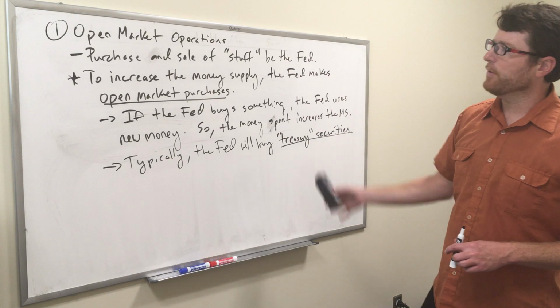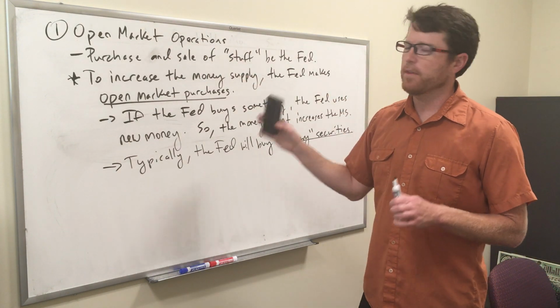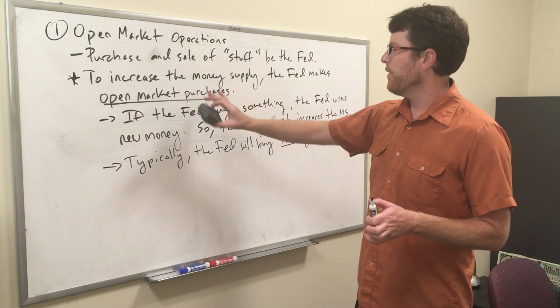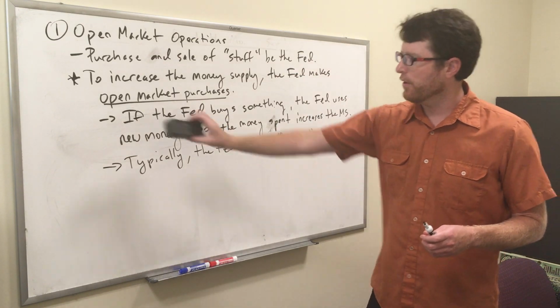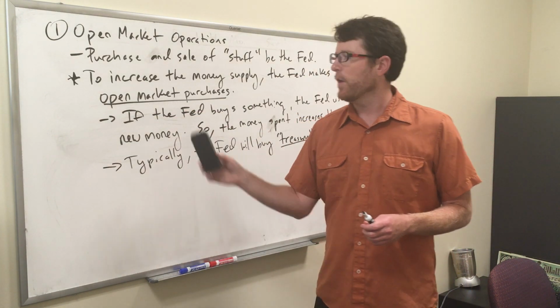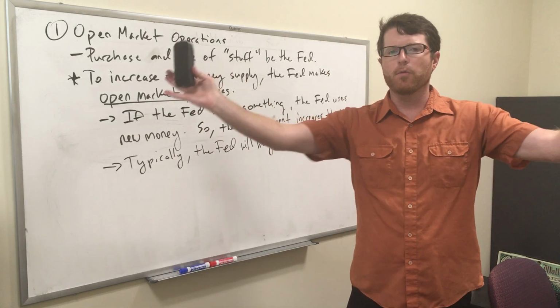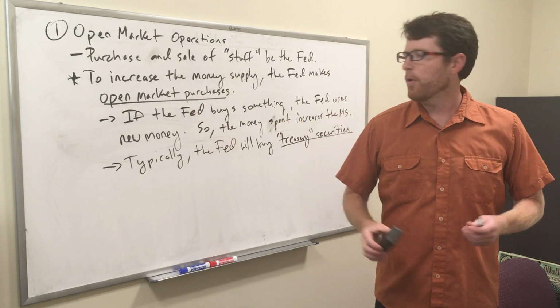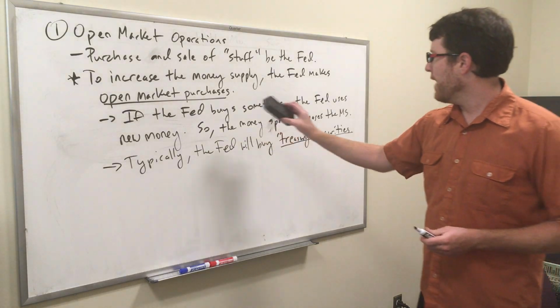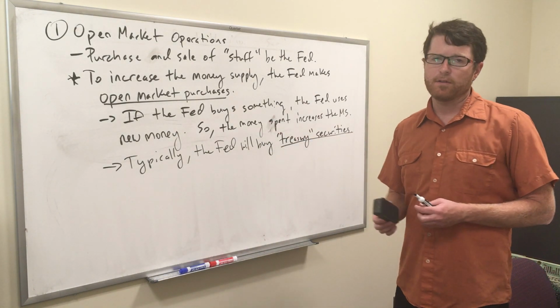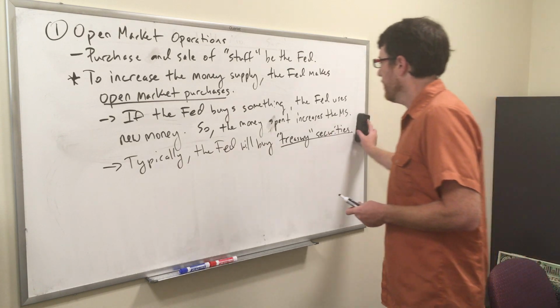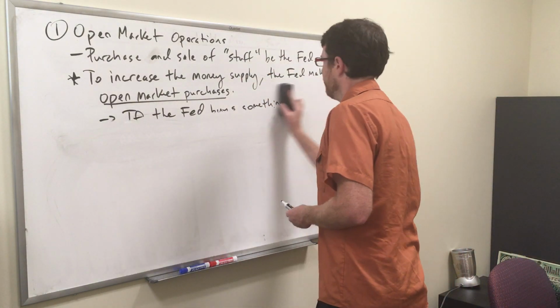So what we talked about so far is open market operations. That's when the Fed buys or sells something. If they want to increase the money supply, they buy stuff. It's called an open market purchase because they're going into the open market, just out into the world, and buying stuff. If they buy something, they're using new money to make that purchase, so the money spent increases the money supply. Okay, so here's how it works.